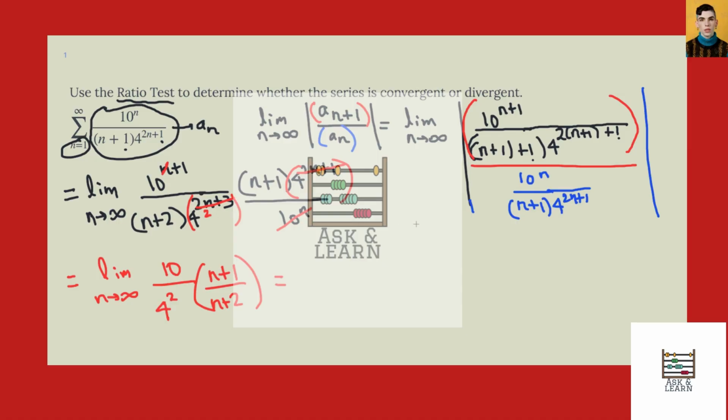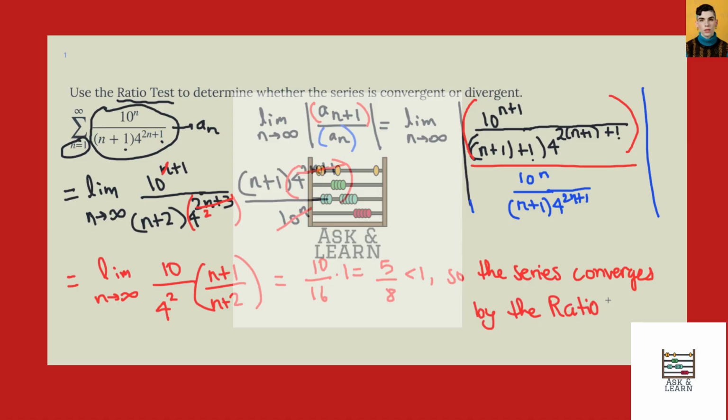And as we take the limit of this expression here, that limit just approaches 1. You can use L'Hopital's rule if you need to see that this limit goes to 1. So when we take the limit, we get 10 over 16 times 1, which is 5 over 8, and that's less than 1. So we conclude that the series converges by the ratio test. And that's our final answer.